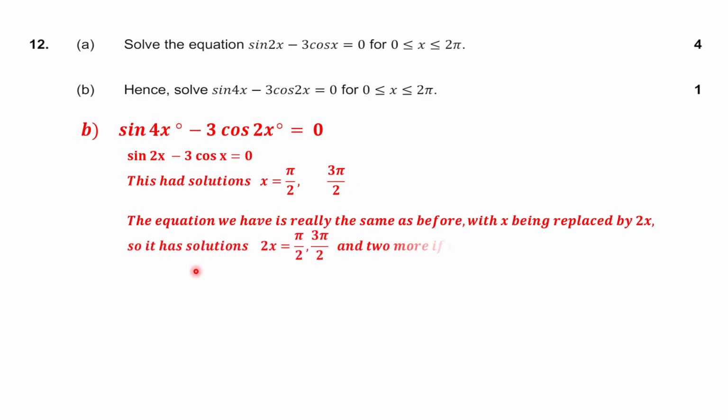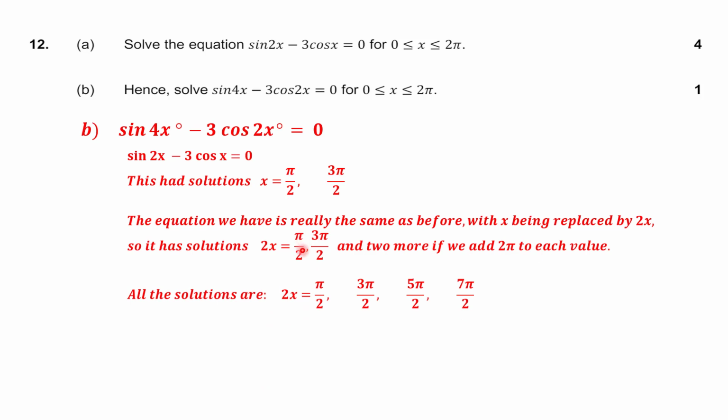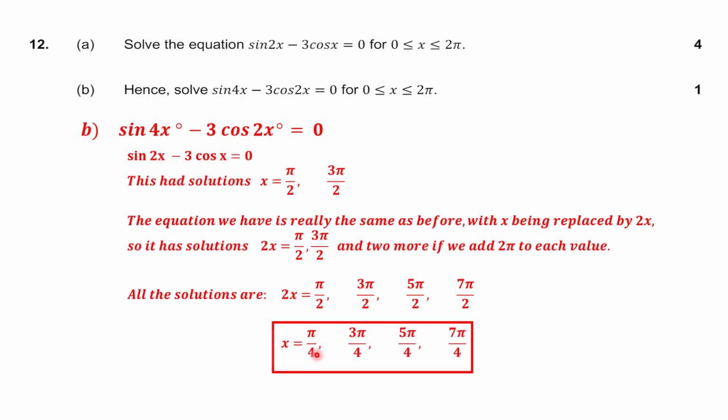So we know that the solutions are going to be the same, but not x equals pi by 2, it will be 2x equals pi by 2, and then there's two more solutions if we add 2 pi to each value. So if we add 2 pi to pi by 2, we're going to get 2.5 pi, which is 5 pi by 2. If we add 2 pi to 3 pi by 2, we're going to get 3.5 pi, which is 7 pi by 2. Now we don't want to get 2x, we want to get x. We divide all of that by 2, and you get x is 1/4 pi, 3/4 pi, 5/4 pi, and 7/4 pi. And that's a total of 5 marks for question 12.